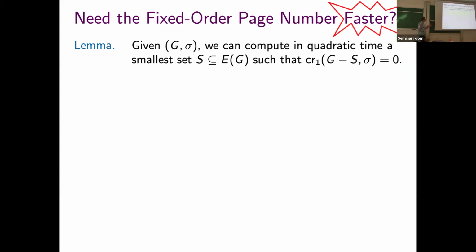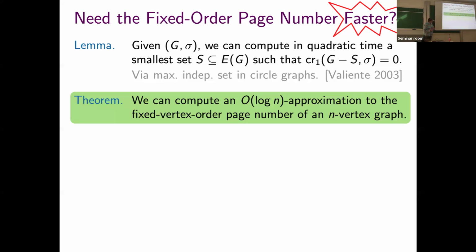Just to remind you of something that was probably lost in the first few slides. We can efficiently, namely in quadratic time, compute a smallest set of edges whose removal removes all the crossings on one page. Remember the tool? Maximum independent set in circle graphs. Valiente. Okay? Good. And this we will now use as a subroutine for this result.